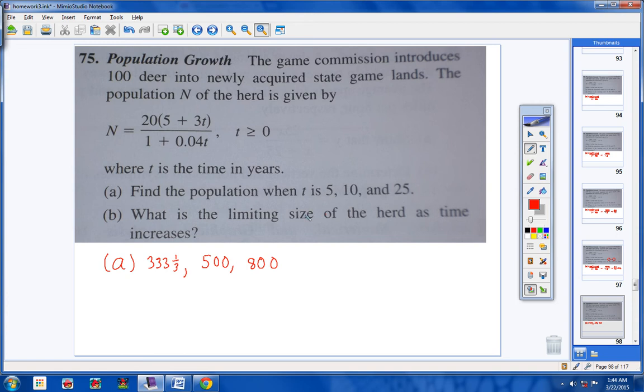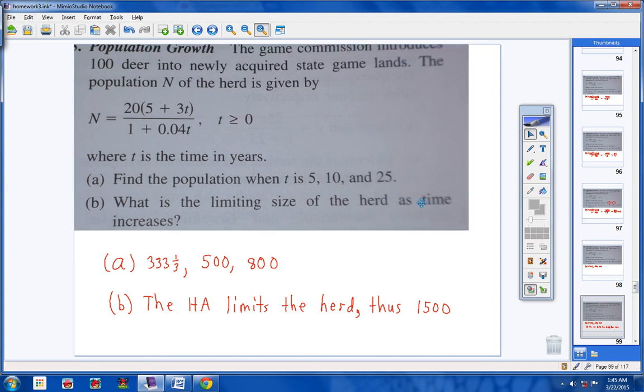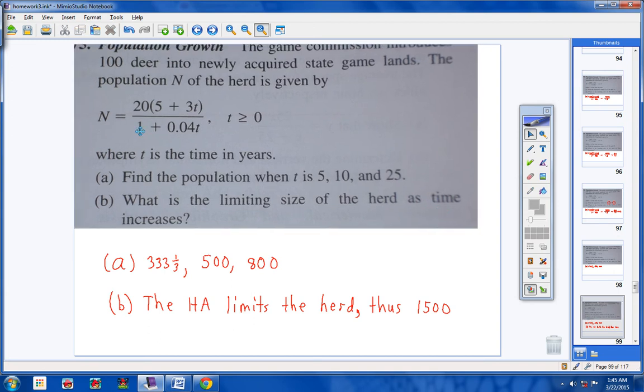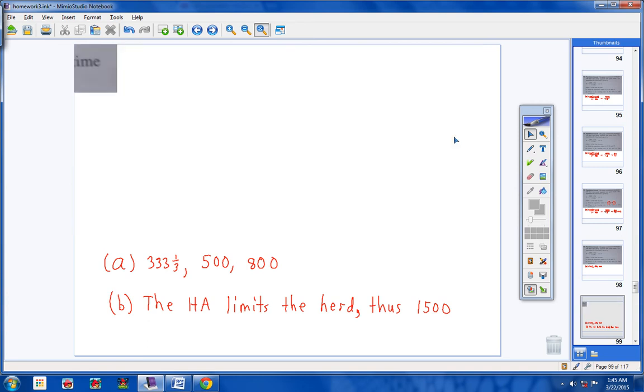What is the limiting size of the herd as time increases? What is the limiting size of the herd? Now listen, the horizontal asymptote limits the herd. Let me show you what I mean by that. Okay, first of all, your function is N of T. Got it? N of T. See it? N by itself, T. So, if I were to draw the coordinate plane, I would have my N right here and my T right here.